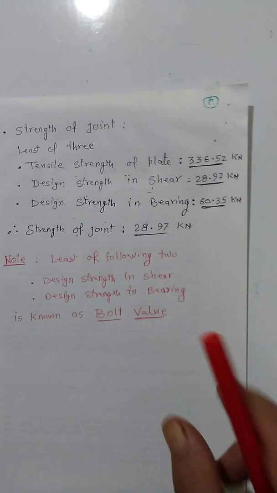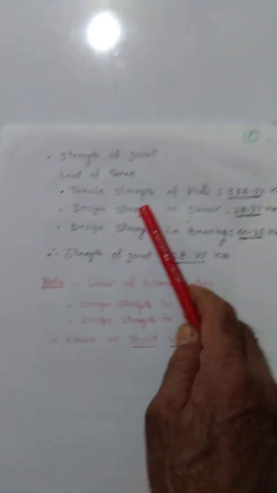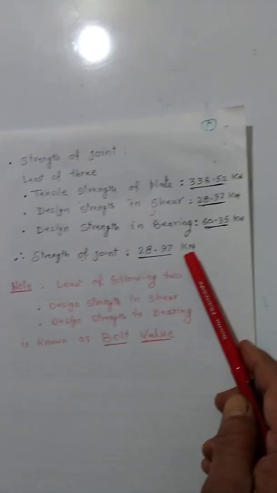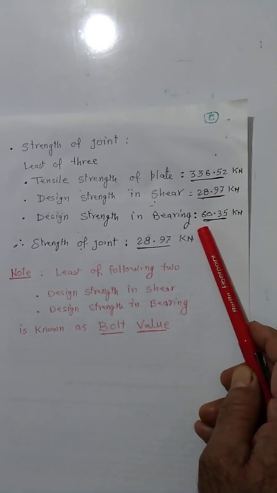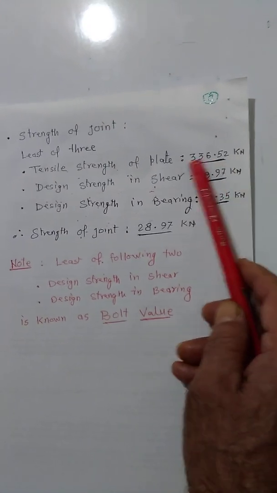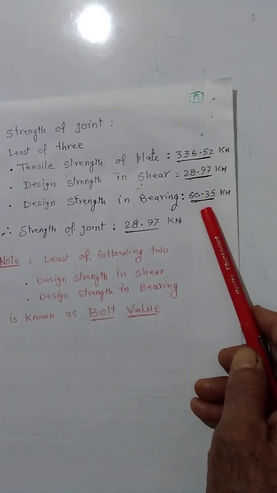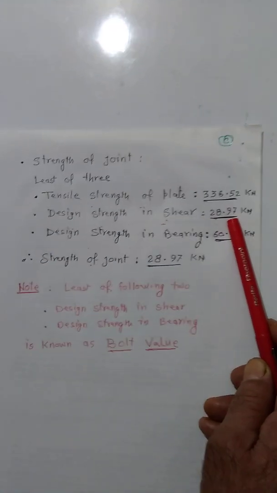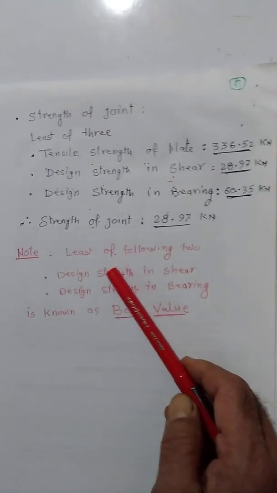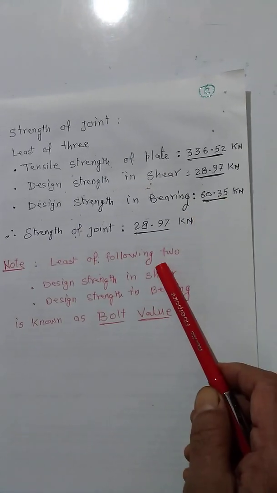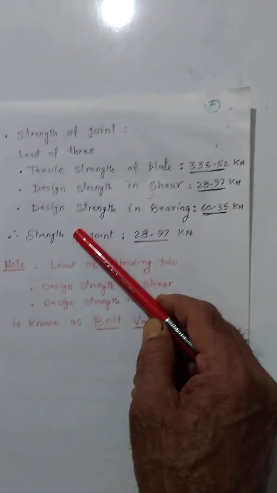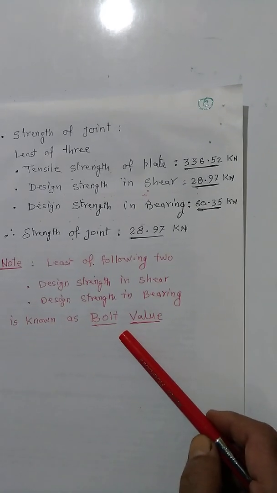Then what is the strength? The strength of the joint is nothing but the least of the tensile strength, shearing strength and the bearing strength. Whichever is the least will be taken as the strength, because if it fails at 28.97, it can't reach up to the others. So this is the shear strength of a bolt or of the joint. One important thing: the least of the shearing and bearing, which relate to the bolt, is known as the bolt value.